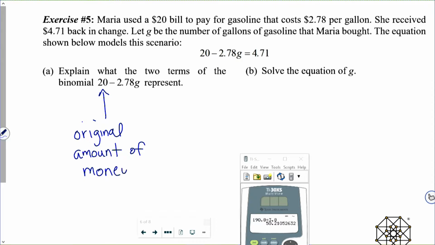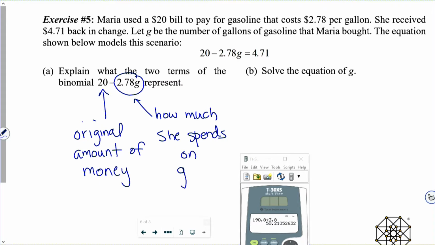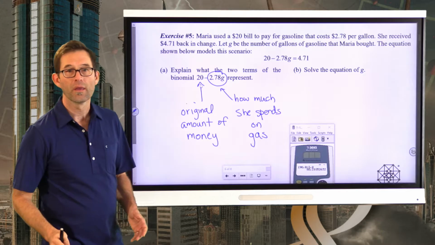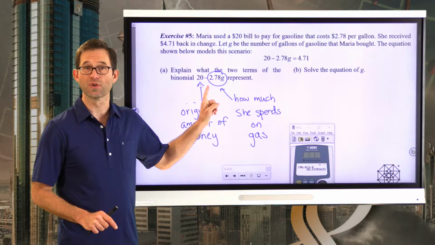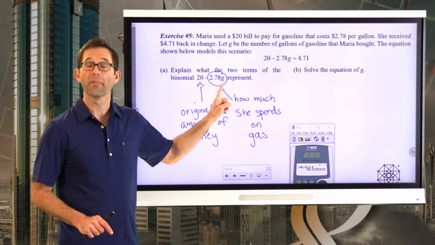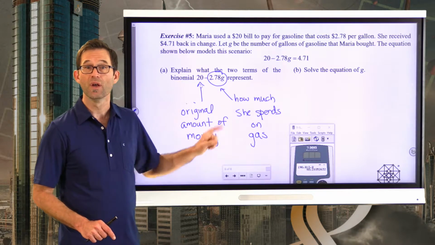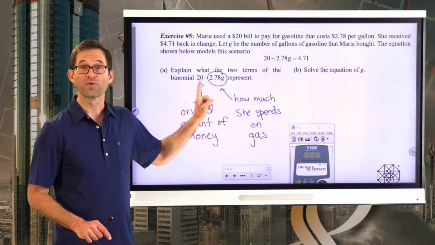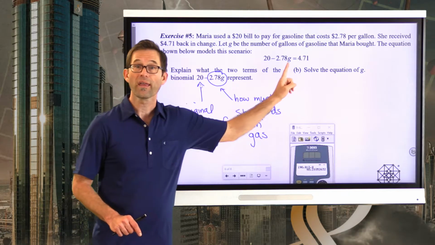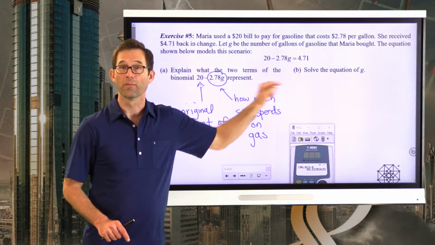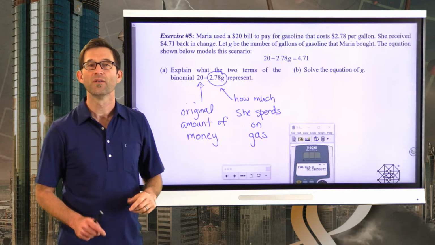Right? She starts with $20. Now the 2.78 times G is how much she spends on gas. And let's talk about that a little bit, right? If we take the cost per gallon of gas, which is $2.78, and we multiply it by the number of gallons of gasoline that we bought, then that will tell us how much she spent on gas. So if I take the original amount of money, subtract off how much she spends on gas, I get how much change she got. Letter B asks us to solve the equation for G.